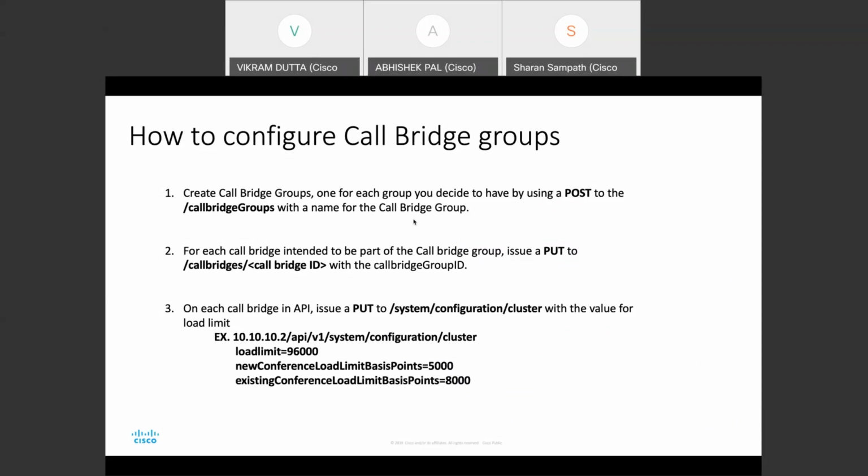You can use a put operation to modify your call bridges and add this call bridge group ID under your call bridge. Whichever call bridge has a call bridge group ID would be a part of that particular call bridge group.